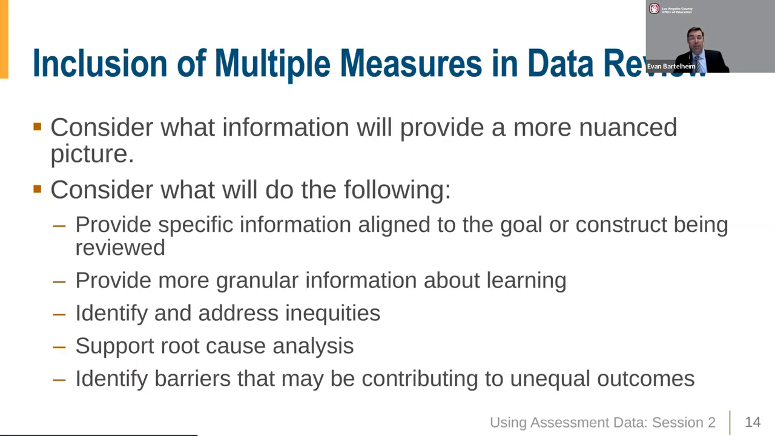What will provide more granular information about learning? What will identify and address inequities? What types of data are going to support root cause analysis? We're big on root cause analysis here, and sometimes it's very difficult to tease out a root cause with kind of surface level data, so you have to really go deep and get a broad perspective of data. Also, what will help you identify barriers that may be contributing to unequal outcomes? So these are kind of conversations I know a lot of schools are having right now, and the real key is to have the right data when you sit down and not to be overwhelmed by it.